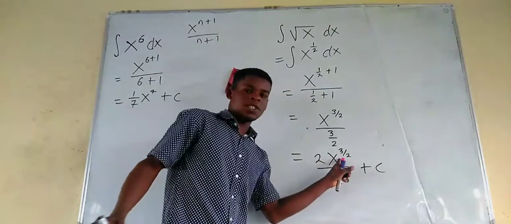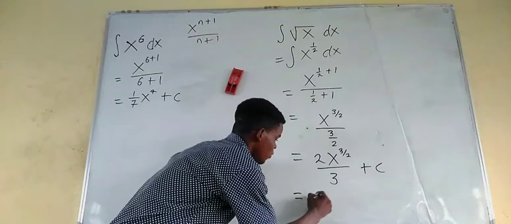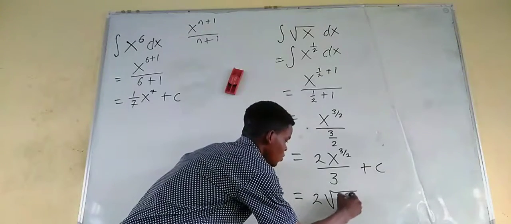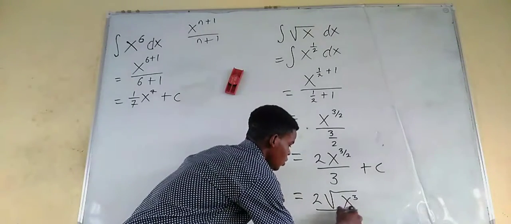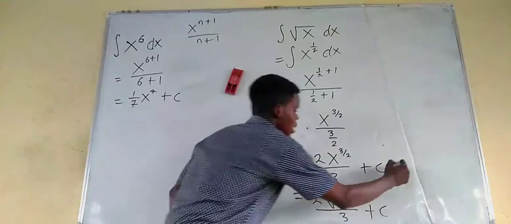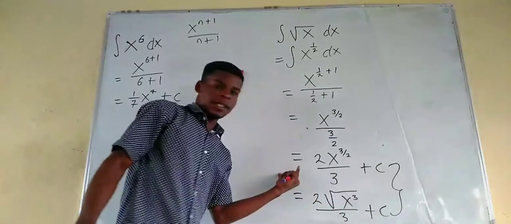Or better still, you can change this to square root notation. You have 2 times the square root of x to the 3rd power, divided by 3, plus c. Well, any of these is the antiderivative of this function.